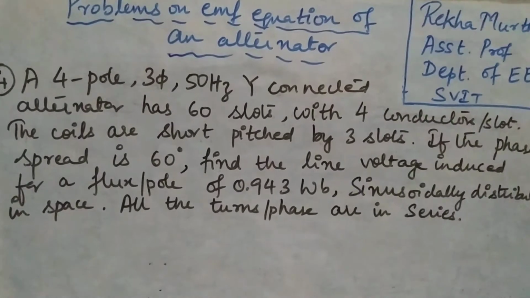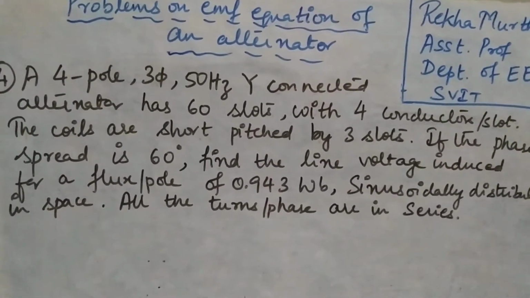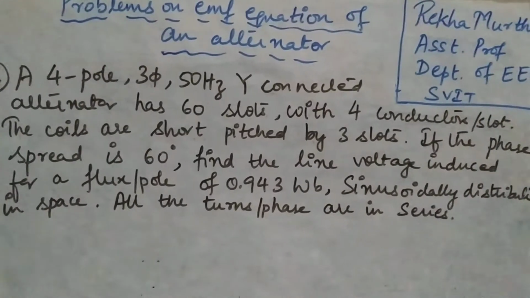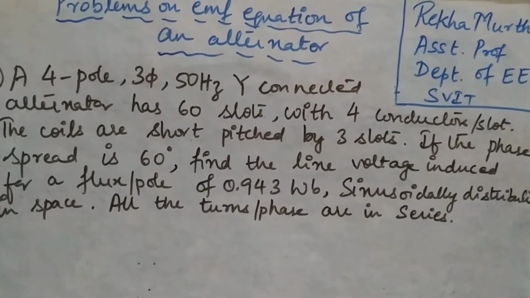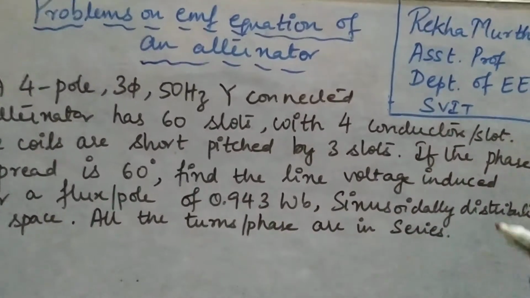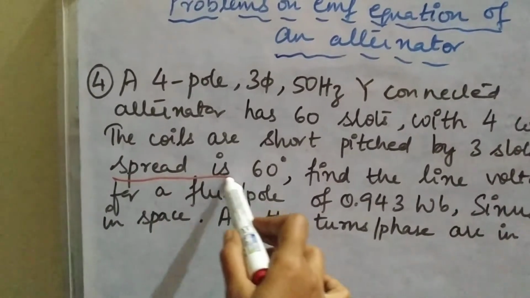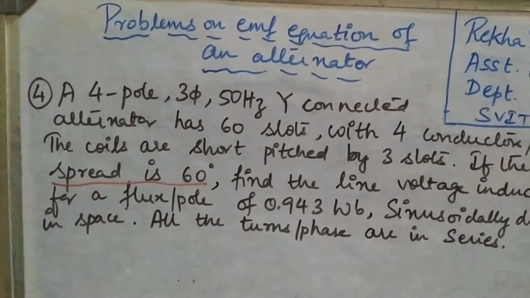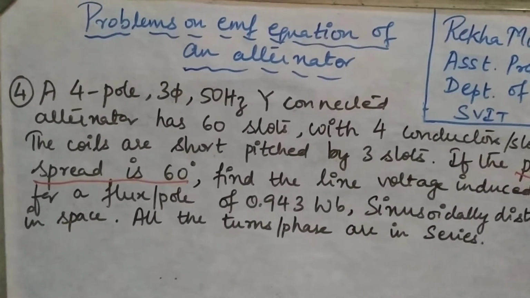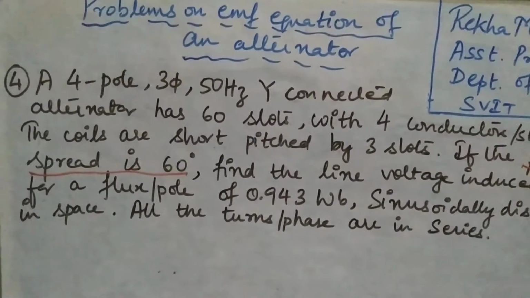So here, what is the difference you find from the previous session? What is the new technical term which comes to your mind by looking at this problem? The new thing is that the phase spread is given as 60 degrees, and the remaining terms are the usual ones we have followed in all the 3 sessions. Now let us write down the given data.